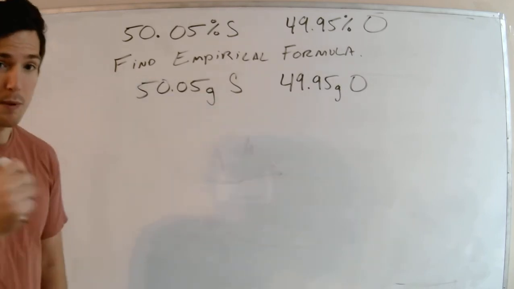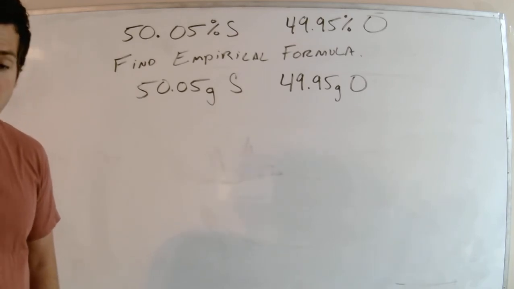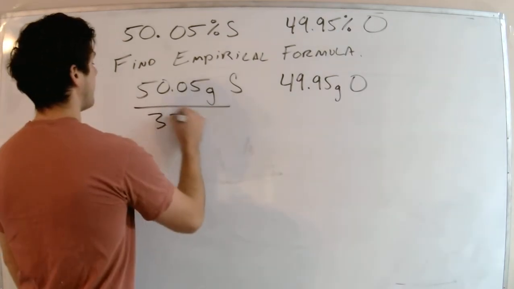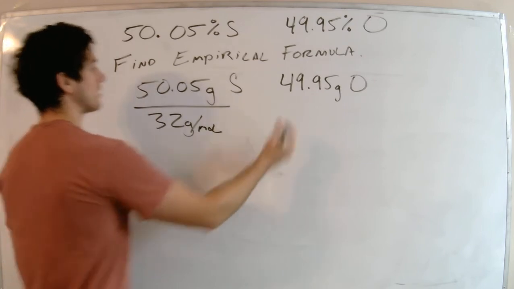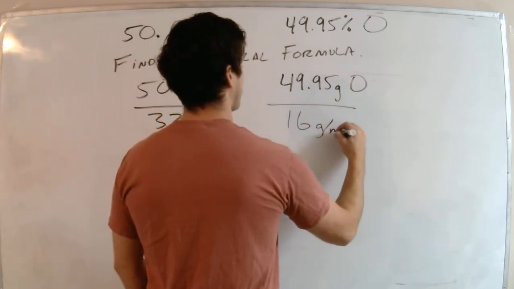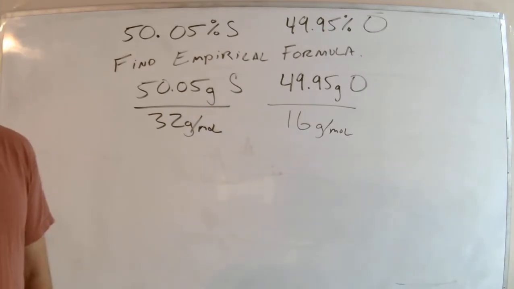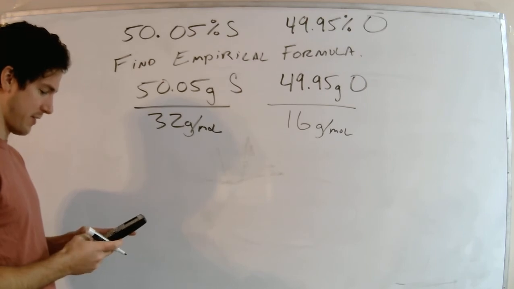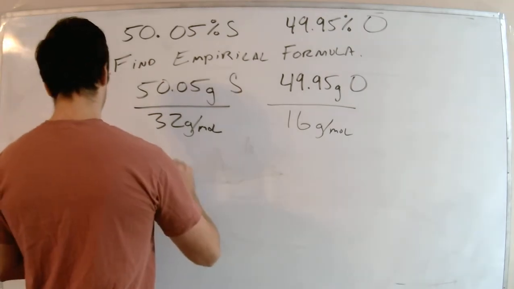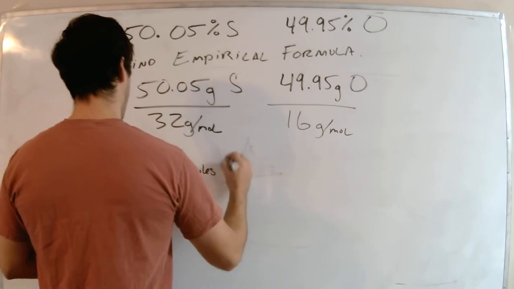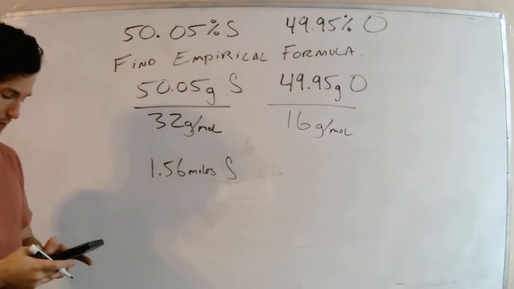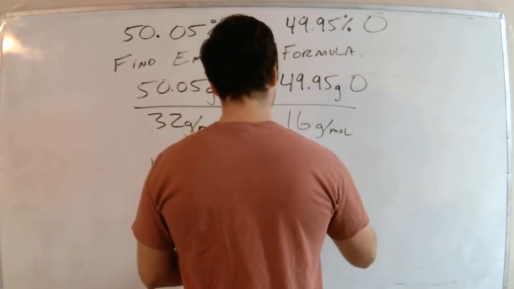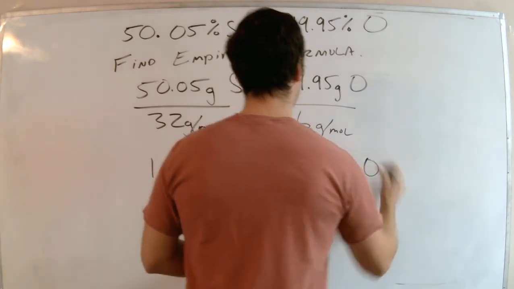Step 2, remember we got to change these grams to moles here. So I'm looking on my periodic table for my molar masses of sulfur and oxygen. Sulfur is 32 grams per mole, while oxygen is 16 grams per mole. I'm going to divide by those molar masses to go ahead and get moles. So I'm going to take 50.05 divided by 32 and I get 1.56 essentially moles of sulfur. I'm going to take 49.95 divided by 16 and get somewhere around 3.12 moles of oxygen.